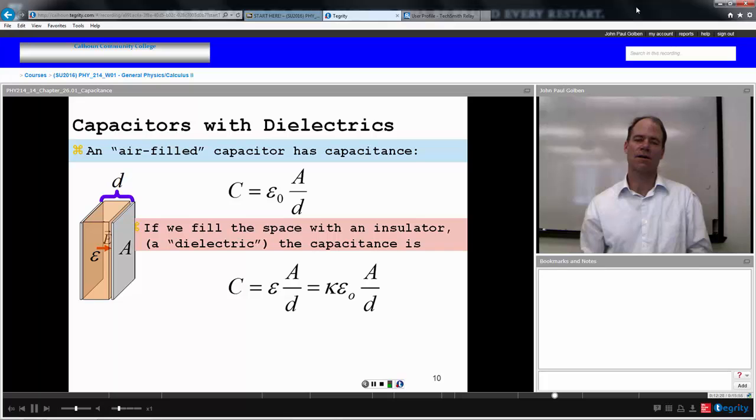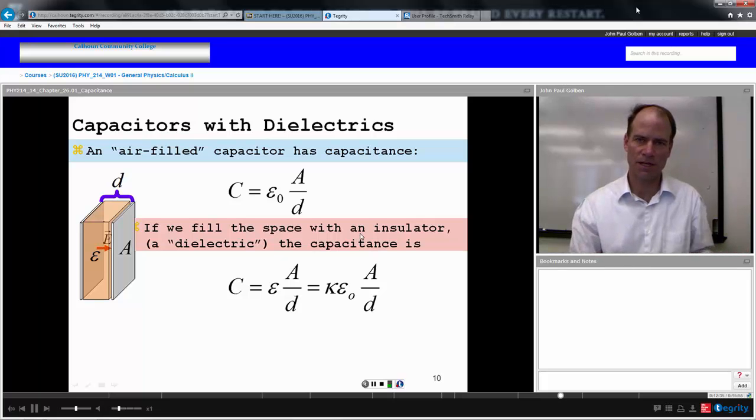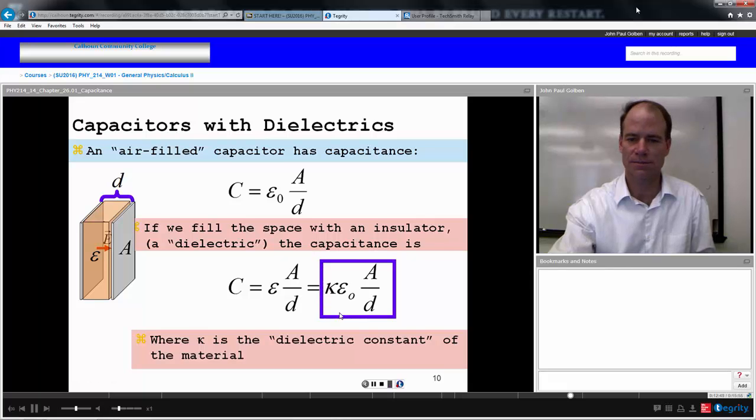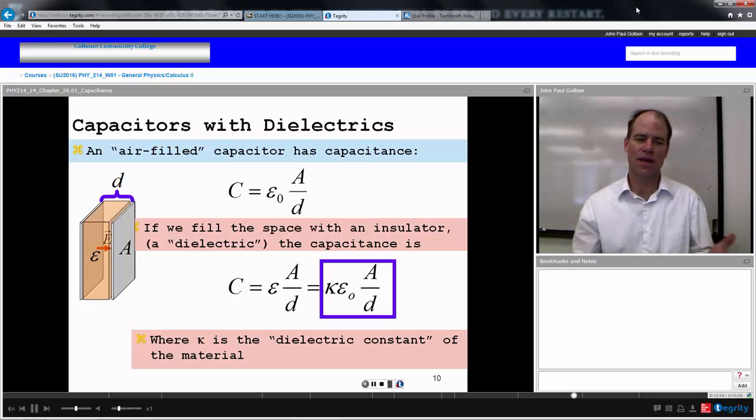Well, epsilon is the permittivity of that material, but we express it as being a constant times the permittivity of free space. So we describe epsilon as some constant kappa times epsilon naught. And that kappa is what we call the dielectric constant. It is a constant intrinsic to that material, and it is a constant that dominates 1, so it will always be greater than or equal to 1 if it happens to be a vacuum. But it will never be less than 1.